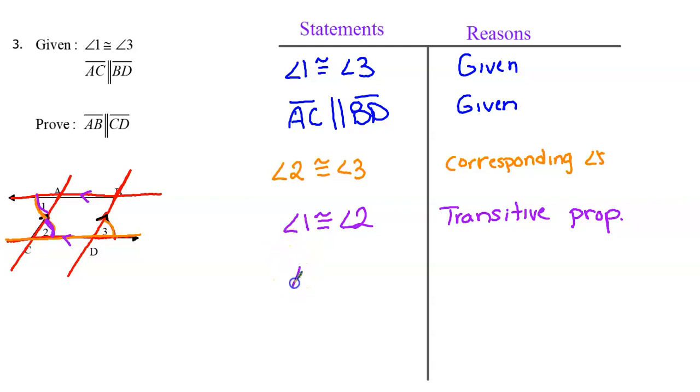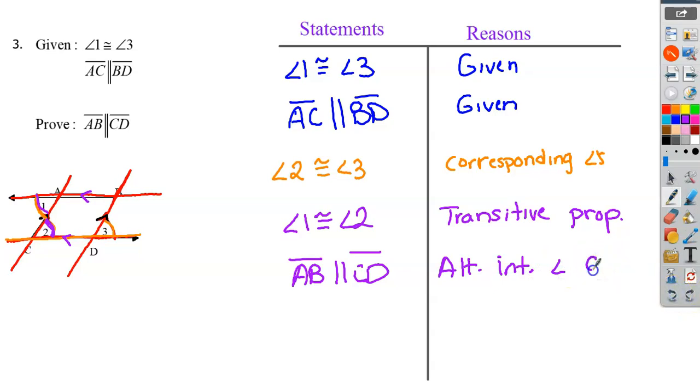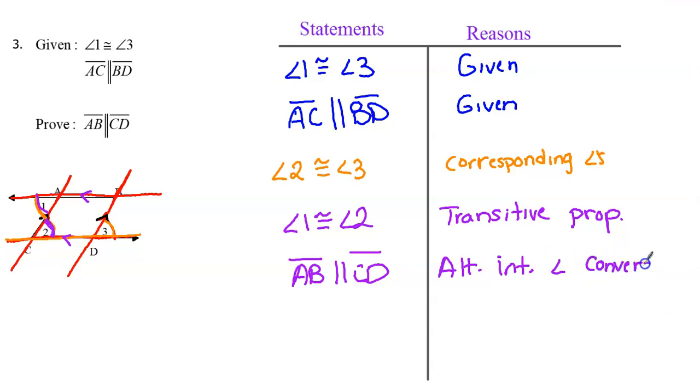Therefore, we can say AB is parallel to CD by the alternate interior angle converse. Oops, don't use the converse. Since angle 1 and angle 2 are congruent, and they are alternate interior angles, we know that AB and CD are parallel. And that's it for this section.